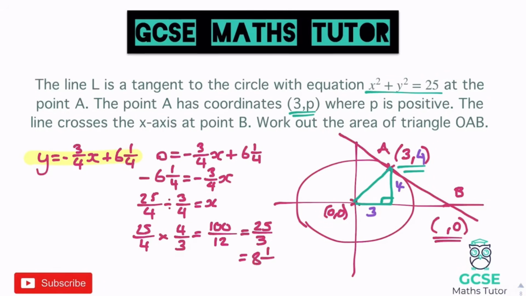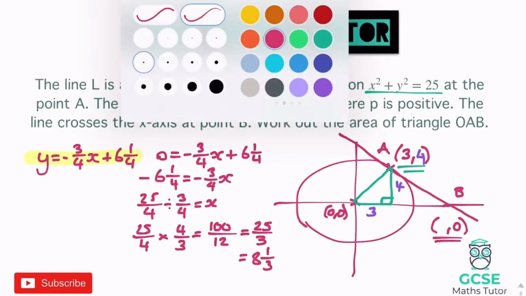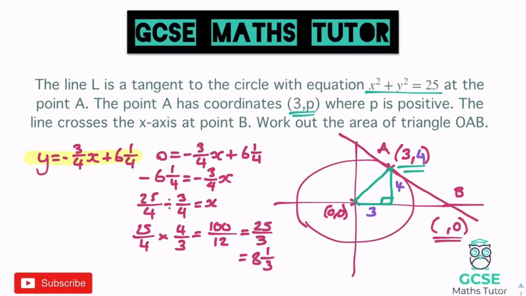There we go, 8 1/3. And there is our x coordinate. We have to knock out enough, actually not enough space to fit that in there. Let's just write that in. So 8 1/3, 0. There we go, and there's our x coordinate. That's our final step there before actually finding the area.